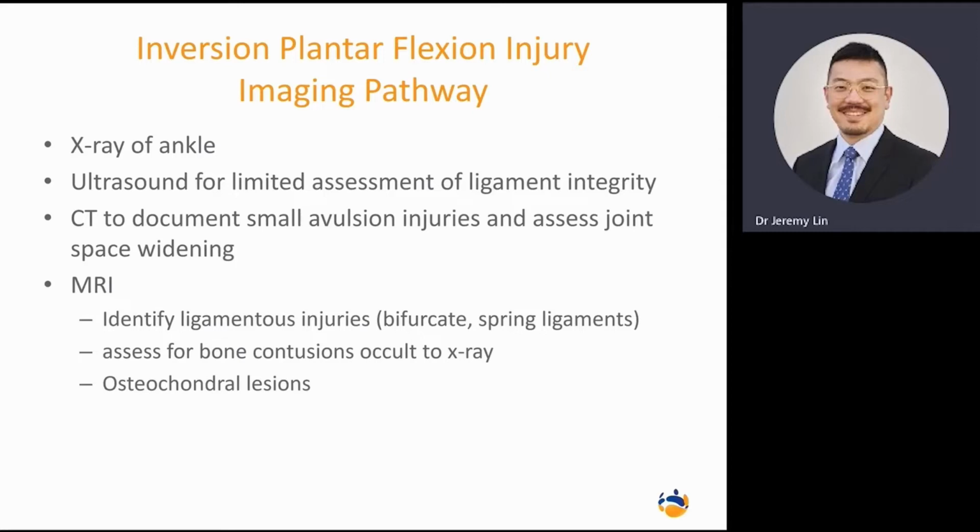However, as we said before, MRI remains the gold standard for assessing ligamentous as well as bony injuries for this type of situation, because it will help identify any sprain or tears that are associated with this injury, specifically the bifurcate ligament and the spring ligaments. It can also assess for bone contusions that are occult to X-ray and in some settings occult to CT. And also, it's the only modality that really allows us to look at the cartilage. So if there are any associated osteochondral injuries, MRI remains the best imaging modality.